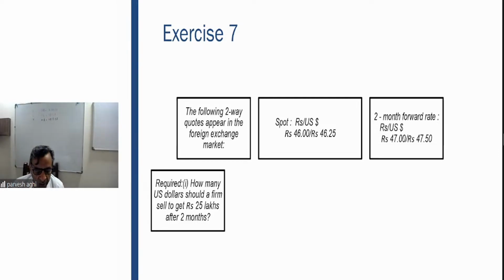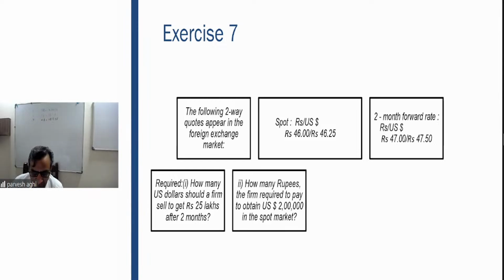Okay, wonderful. Required: How many US dollars should a firm sell to get 25 lakh rupees after 2 months? That is the first question. The second question: how many rupees is the firm required to pay to obtain 2 lakh US dollars in the spot market? So this is the second question.